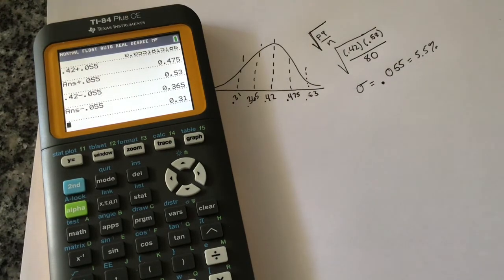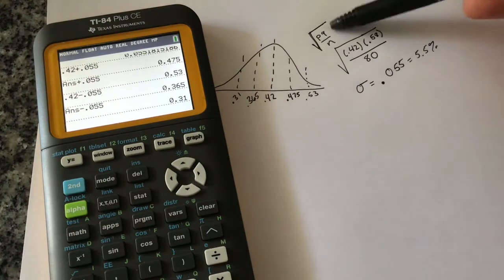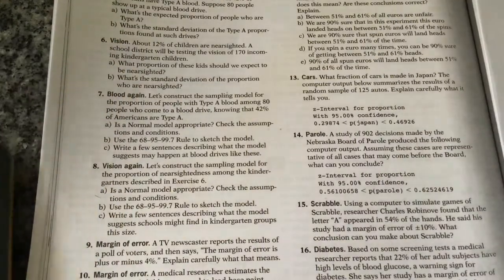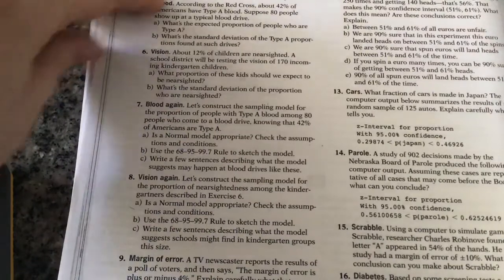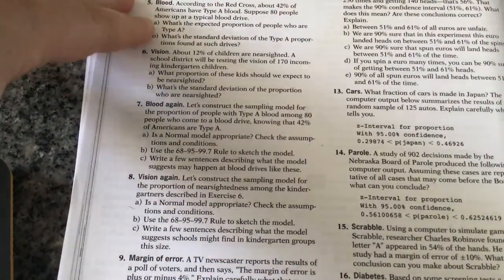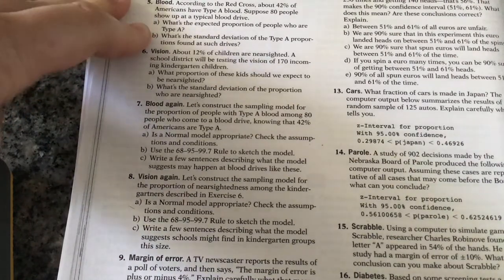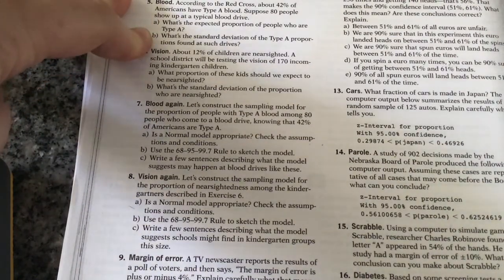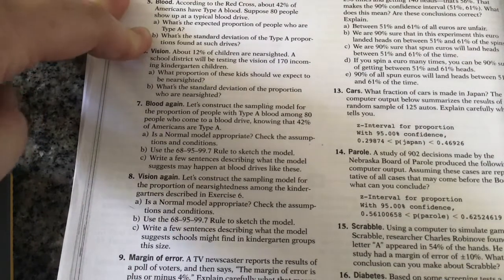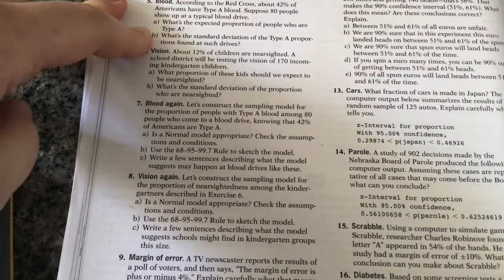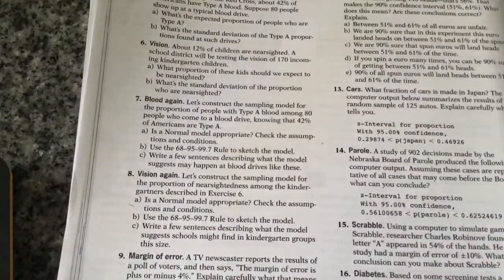So again, this is a sampling distribution. This is how we find the standard deviation. And to actually answer the questions on number 5 right here, what's the expected proportion of people who are type A? Well, that would be 42%. We already covered that. What's the standard deviation of the type A proportion found at such drives? Well, that's 0.055 or 5.5% is the standard deviation. We're going to do one more of these in this video.